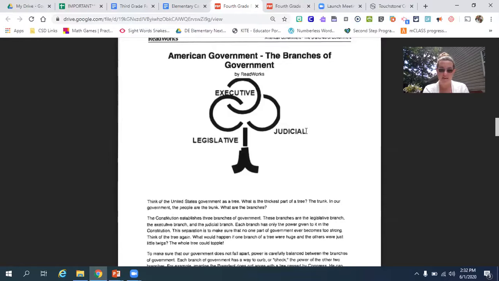Think of the tree again. What would happen if one of the branches of the tree were huge and the others were just little twigs? The whole tree would topple over. To make sure that our government does not fall apart, power is carefully balanced between the branches of government. Each branch of government has a way to curb or check the power of the other 2 branches. For example, imagine the president does not agree with a law passed in Congress. He can veto it so it never goes into effect.